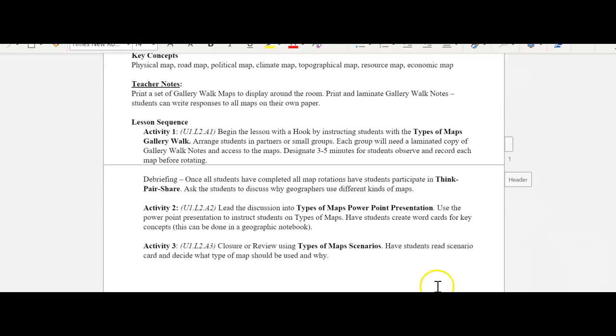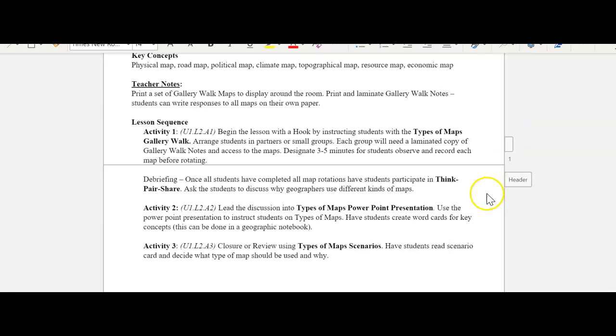You'll notice in the teacher notes that you'll need to print a set of the gallery walk maps to display around the room. And then we've talked about laminating the notes so that you don't have to keep printing those, but that's up to you if you want to print them for your students to write on. There are, I believe, 7 maps, so you would need multiple copies, or you can just print the one and then students can write on their own paper.